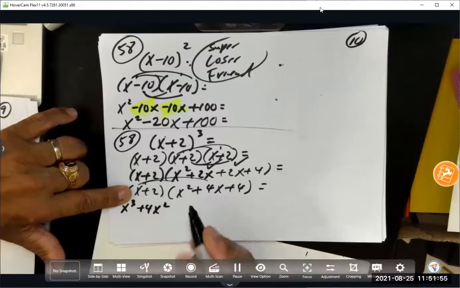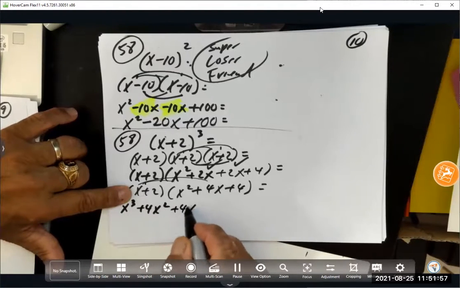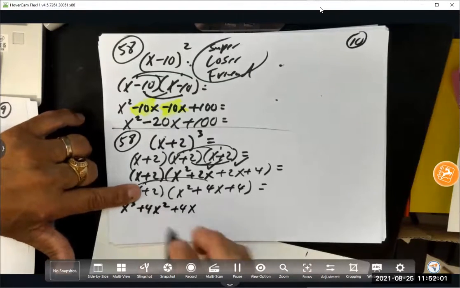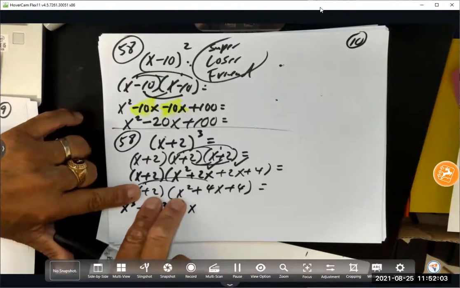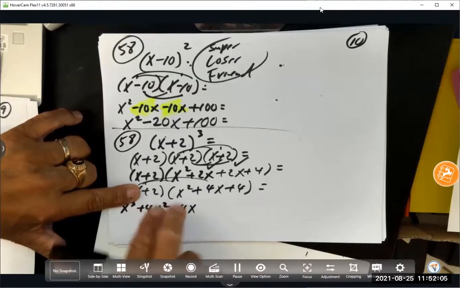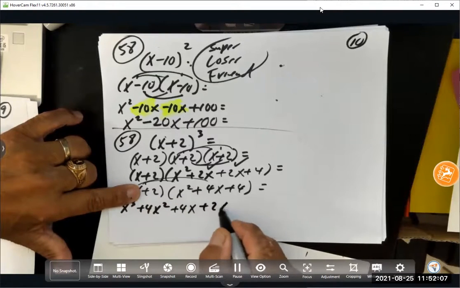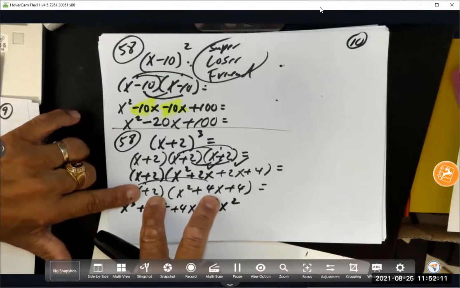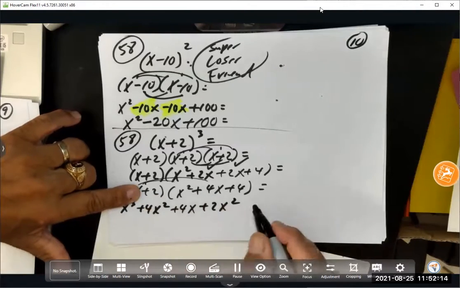4x. That's 4x. All right. Now I'm going to jump to the next one. 2 times x squared. 2x squared. Yes, 2x squared. 2 times 4x. It'll be 8x. 8x. There you go.